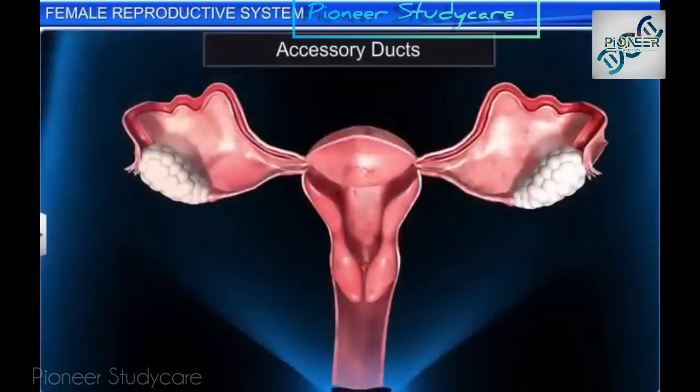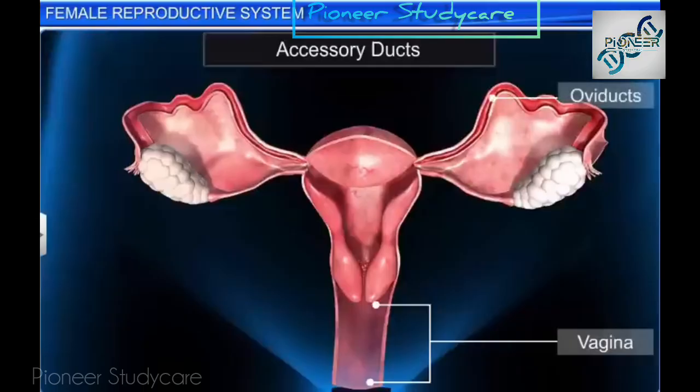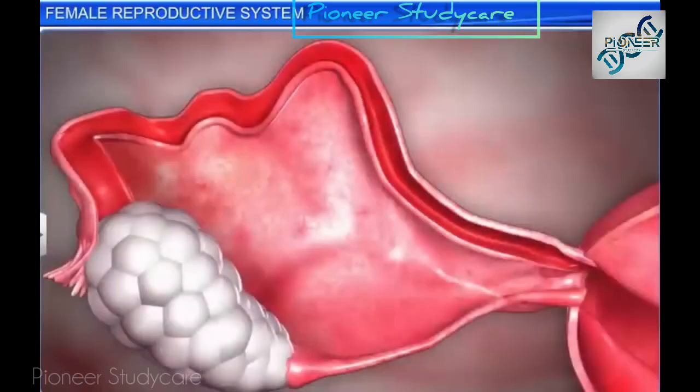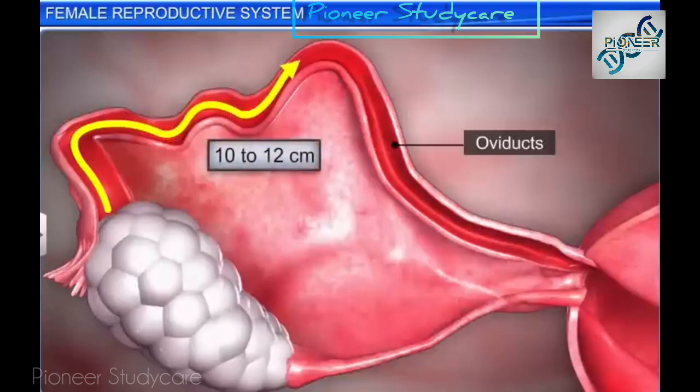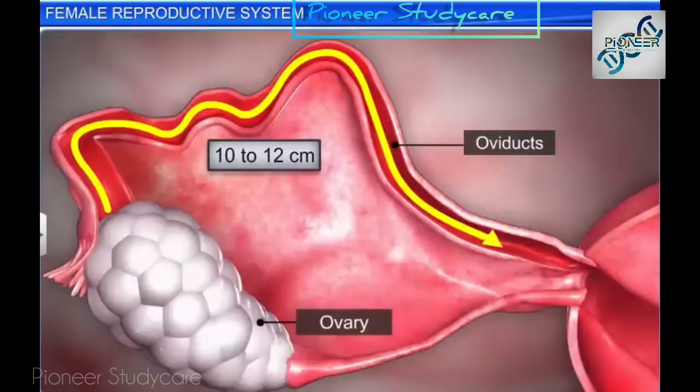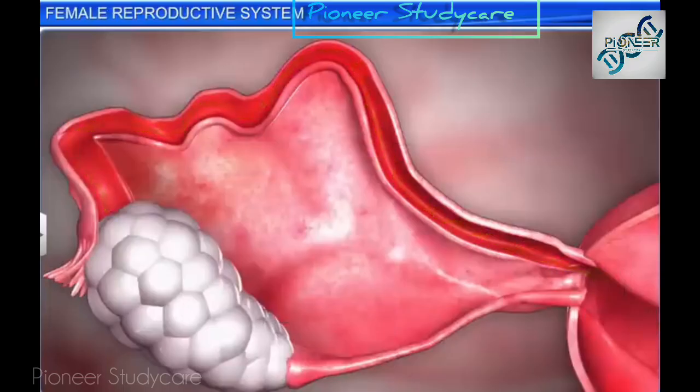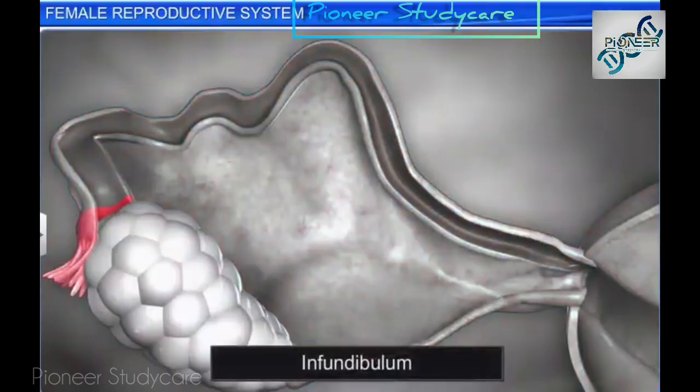The accessory ducts of the female reproductive system are the vagina, oviducts, and the uterus. The pair of oviducts or fallopian tubes is about 10 to 12 centimeters long and extends from the periphery of each ovary to the uterus. Each oviduct is differentiated into 3 parts, namely the infundibulum, ampulla, and isthmus.